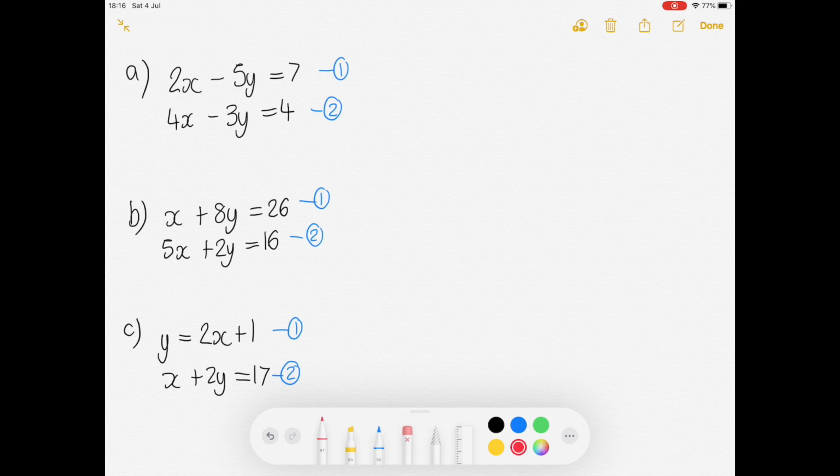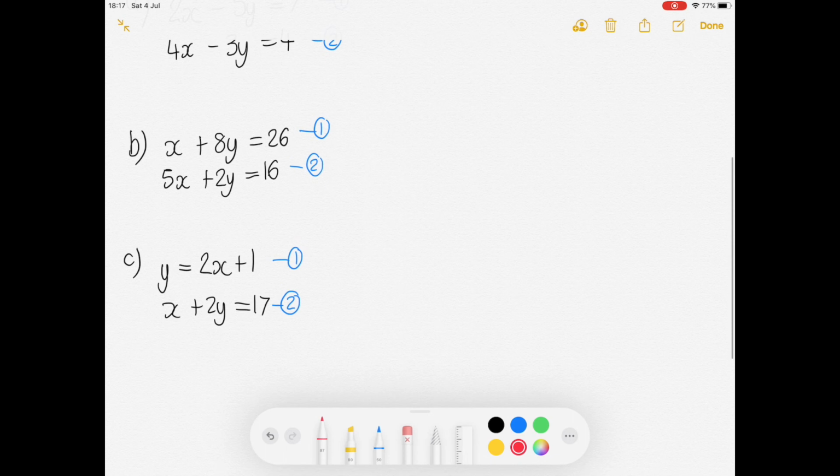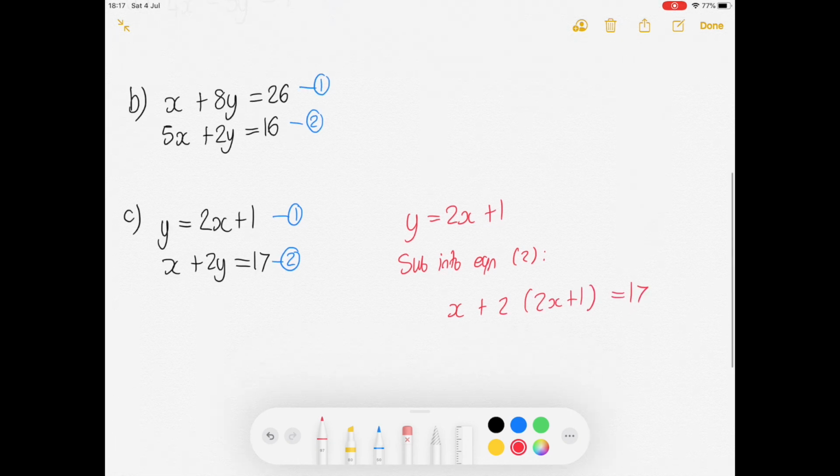Looking at question C. Now this question is a very, very clear substitution question. Why? Well, because they've actually done the first step of substitution for you. The first equation says y equals 2x plus 1. That's already isolated your variable. You know that your magic equation is y equals 2x plus 1. So all you actually have to do is sub into equation 2, and you can do x plus 2 times (2x plus 1) equals 17, and then you would have very quickly solved for x.